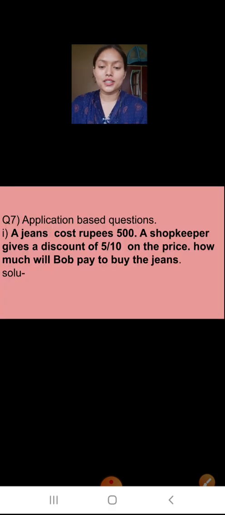So the first question is, a jeans costs rupees 500. A shopkeeper gives a discount of 5 by 10 on the price. How much will Bob pay to buy the jeans? Okay, now the total cost is 500 and the discount means the price will be cut down. He doesn't have to pay 500, some price will be less. So first of all we will find how much less it will be.